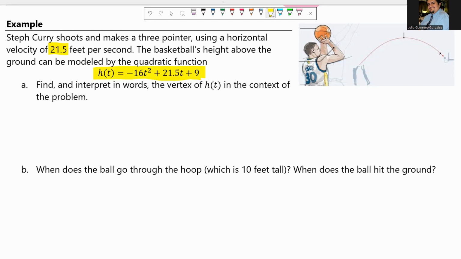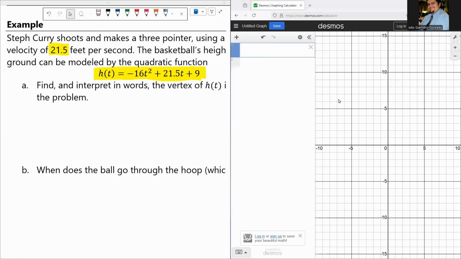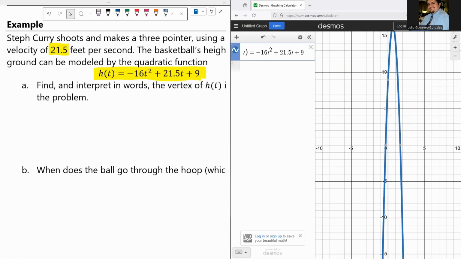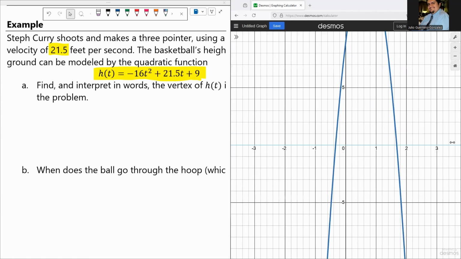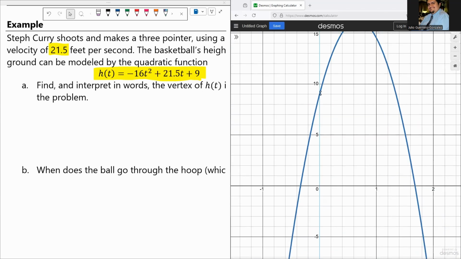First of all, I'm going to bring in Desmos really quick, and we're going to graph it. Negative 16, and let me actually do h of t, so we know what we're doing here. h of t is equal to negative 16t squared plus 21.5t plus 9. And there we go, we have our function. I'm going to get rid of this really quick, and I'm going to press shift so I can do the special zooming. There we go.